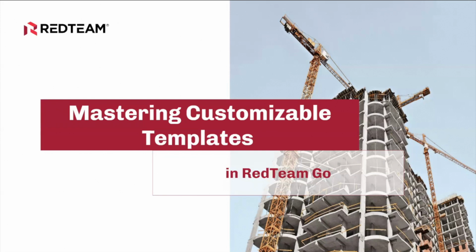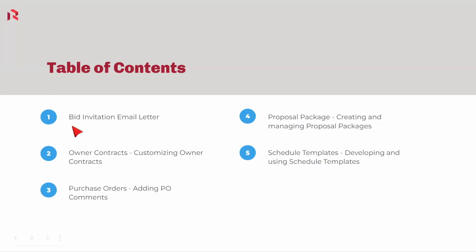Okay, so today we're going to go over how to edit and create your bid invitation email letter. This is the email that you send out to your subcontractors when asking them to bid on a project. We are also going to go over owner contracts, how to customize those owner contracts within RedTeam Go, and also we'll go over your purchase orders and how to add those purchase order comments to your purchase order. We'll also go over your proposal package and your schedule template.